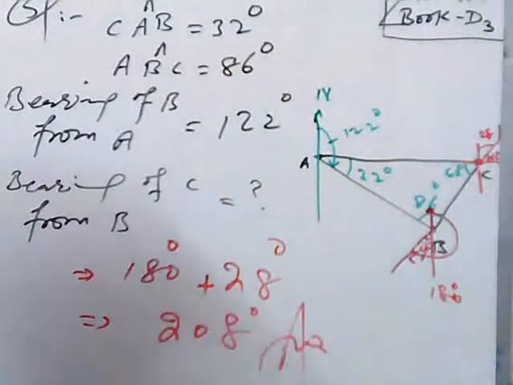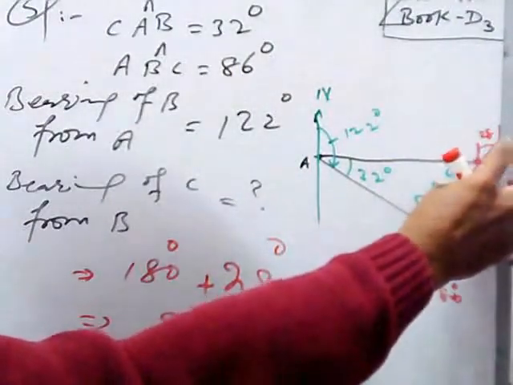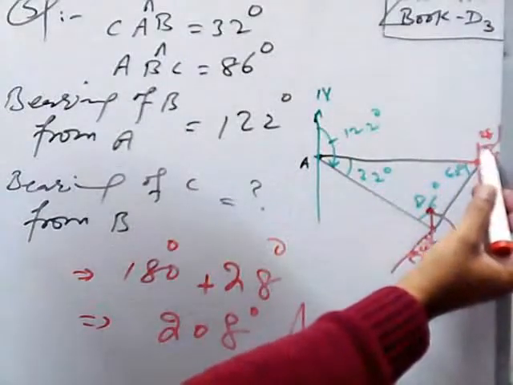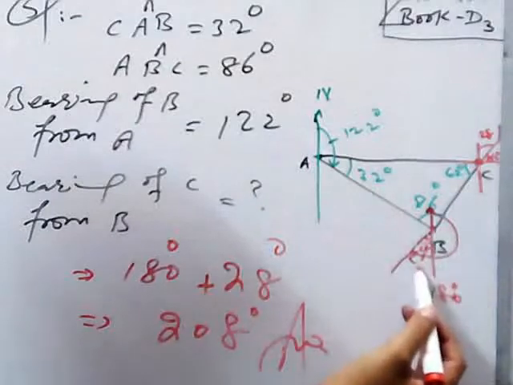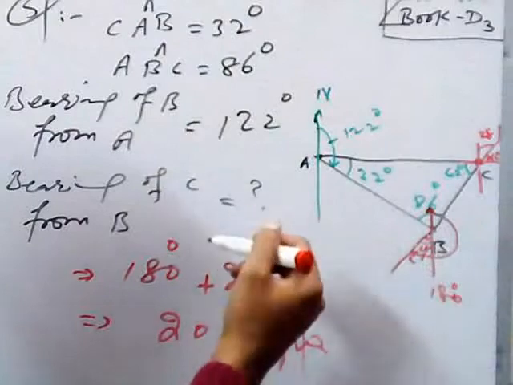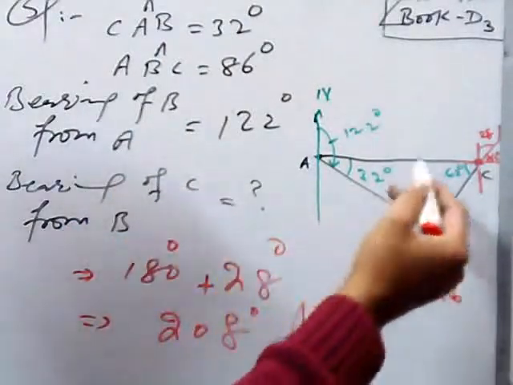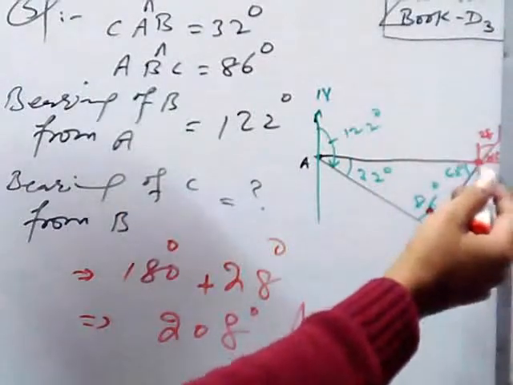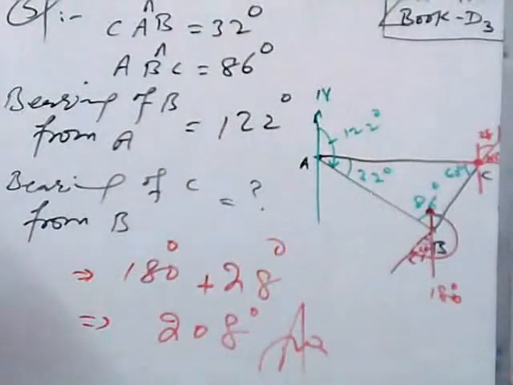Here is your answer. With the help of this point C, we are able to find the unknown angles which help in finding the corresponding angles. So for the bearing of C from B, the angles at C are helping us in this calculation. So question number 5 is completed.